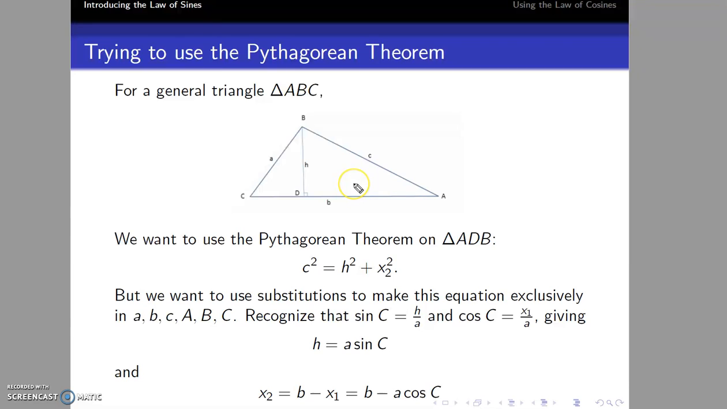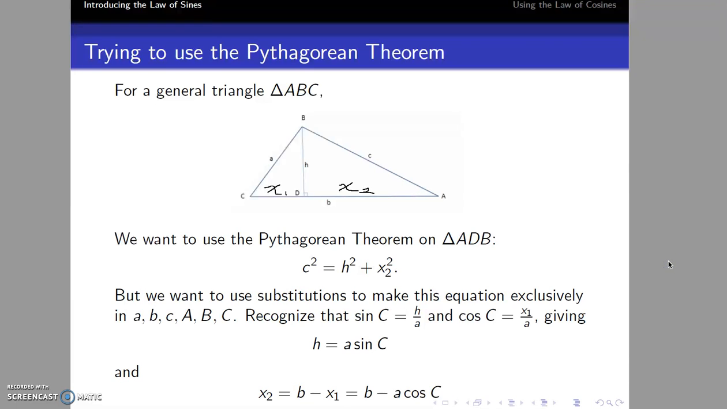The reason is that I can split this total length into two pieces. I'm going to let this length, from C to D, be x1, and the distance from D to A, the bit I need, be x2. So there's our overall length. By the Pythagorean theorem, C squared is equal to h squared plus x2 squared. But that's not good enough.